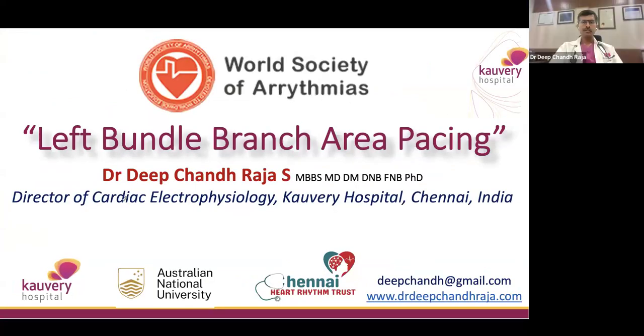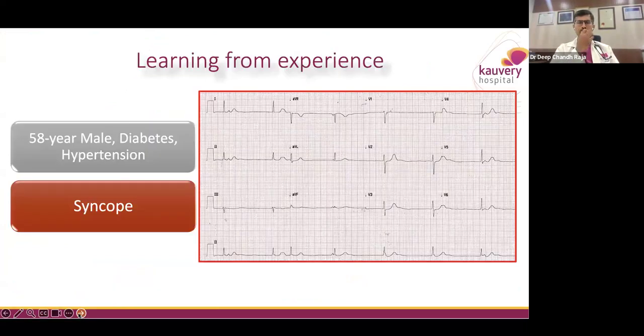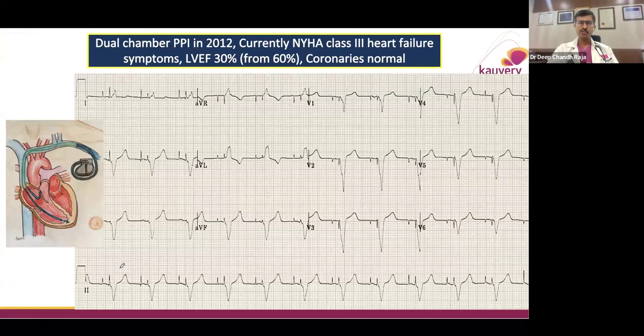So the topic for the day is left bundle branch area pacing. Let me start with this case. A 58-year-old male, a diabetic hypertensive, presented to our clinic with symptoms of syncope, obvious bradycardia on the ECG, very slow sinus rate, and a junctional escape rhythm seen there. The patient had a dual chamber pacemaker, as we conventionally and routinely do. This was way back in 2012.